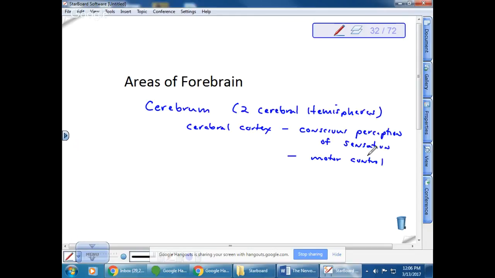Now the two cerebral hemispheres are also connected by white matter. And what is that connection called? What is the connection between the two cerebral hemispheres? Yes. So the corpus callosum connects the two cerebral hemispheres. So that's also part of the forebrain.